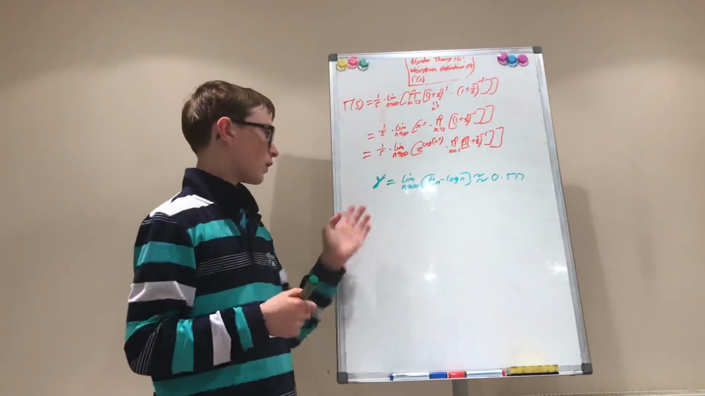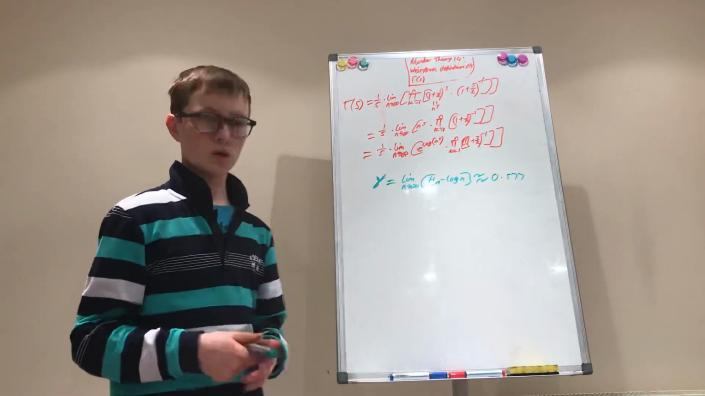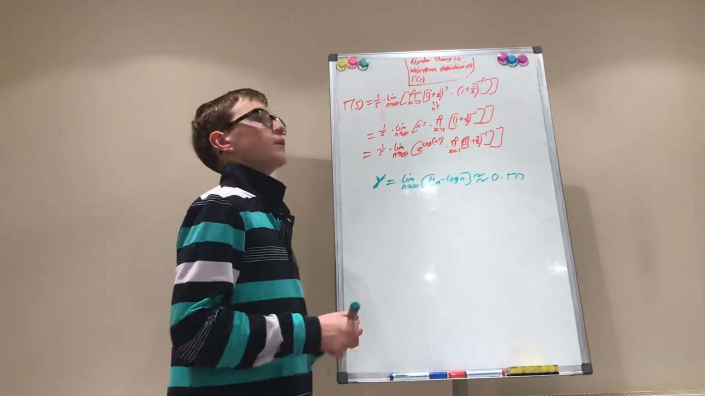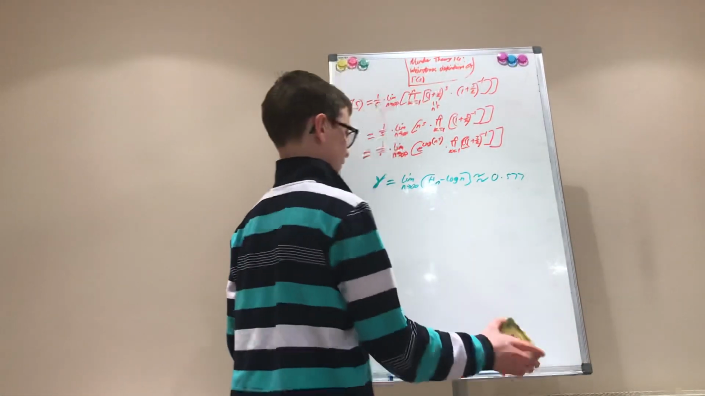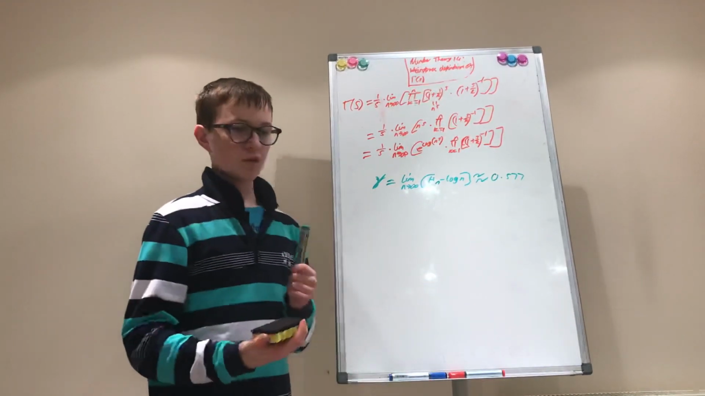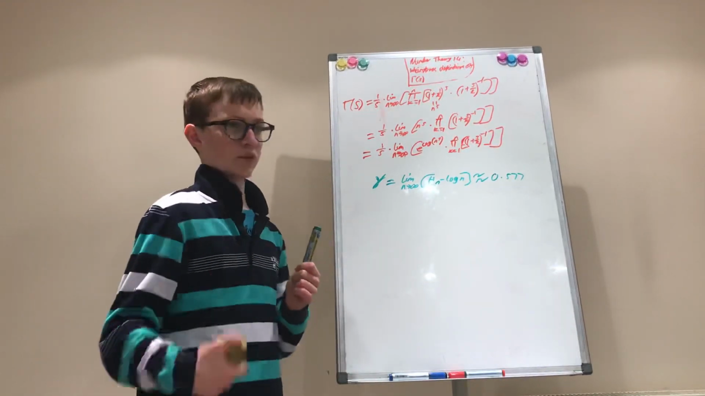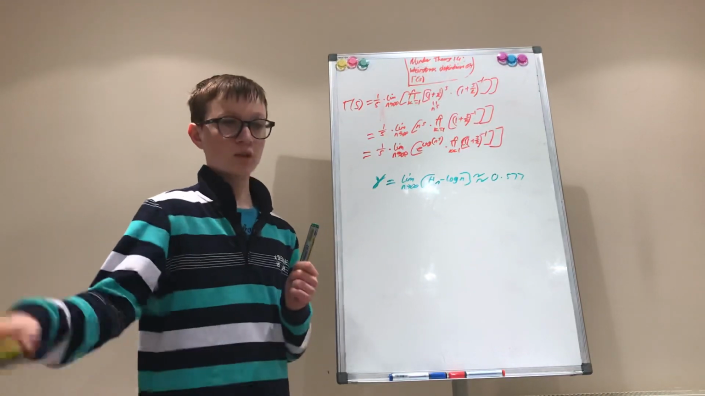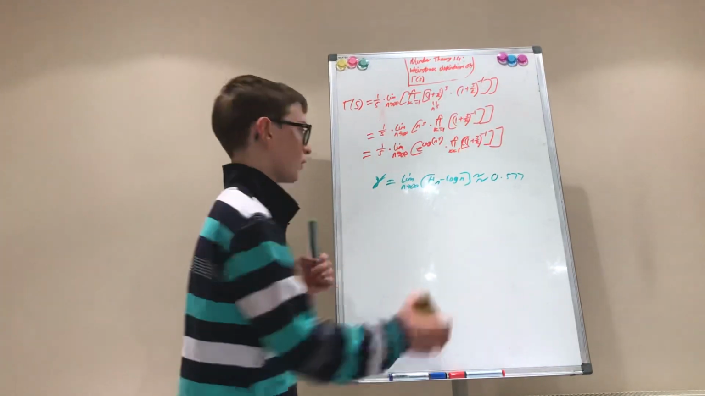Okay? So that's what the Euler-Macaroni constant is. So the nth harmonic number is 1 plus a half plus a third plus a quarter plus a fifth, all the way up to plus 1 over n.